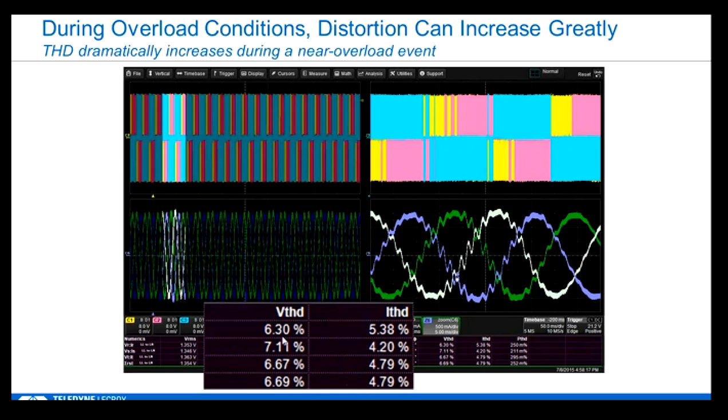You can actually see that if I were to calculate THD on the current and on the voltage right here on these quantities, I can see that the distortion went from roughly 1 or 2% to more than 5% at this point.